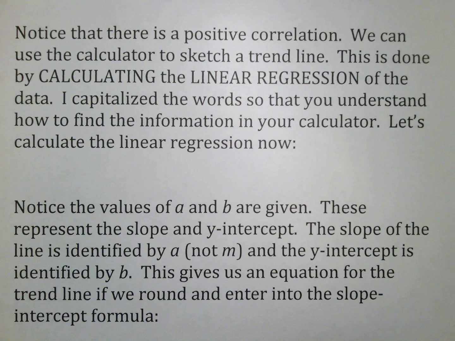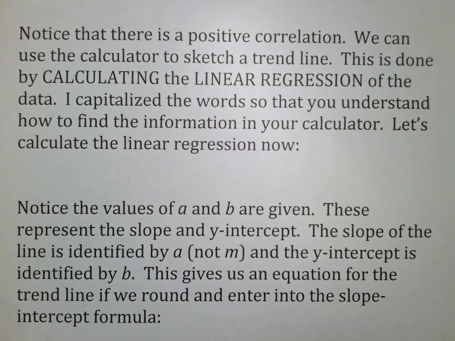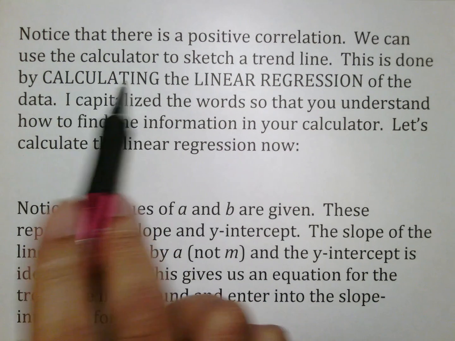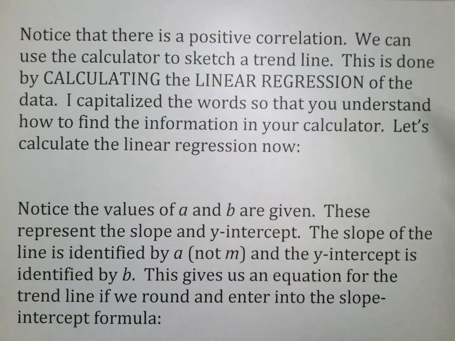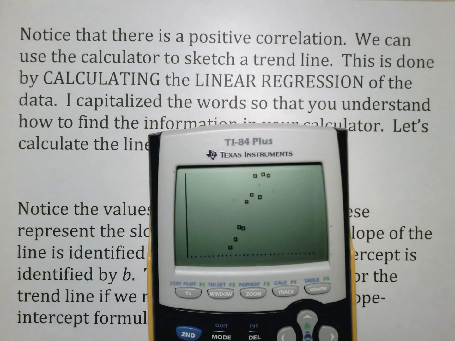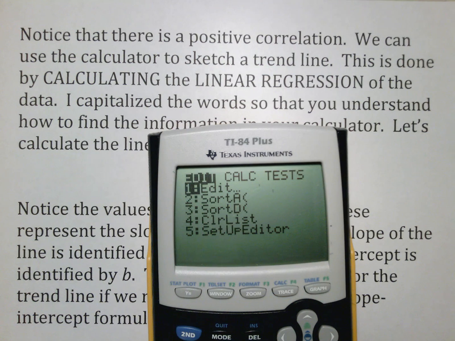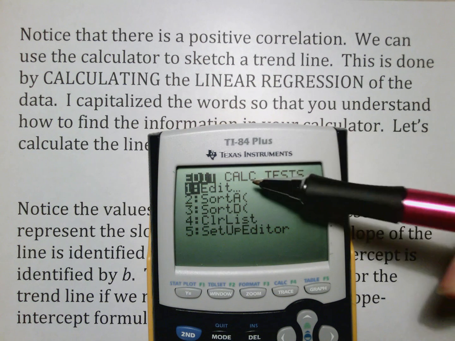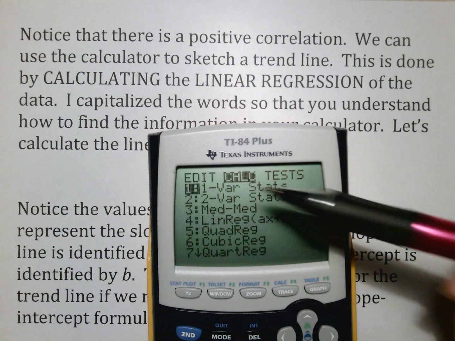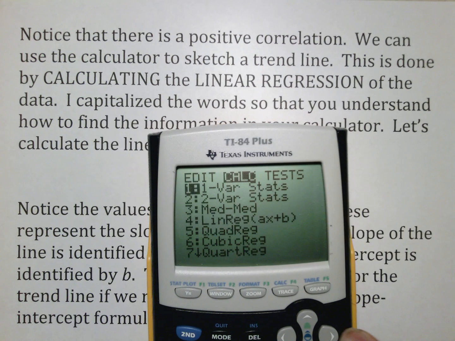We can actually use the calculator to sketch a trend line, and this is done by what we call calculating the linear regression of the data. In terms of taking notes, you might want to write those two words, because if you want to make a trend line, you have to find the calculate, and you have to use the form of linear regression. And let's do that now. So what we will do is go back to your stat table, and notice that the word calculate is there, and the linear regression is here in option 4.